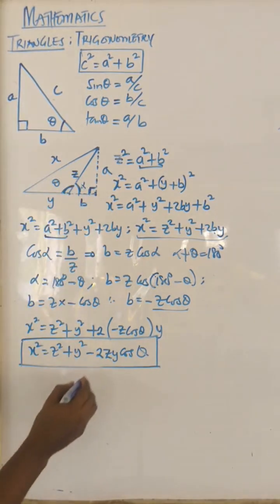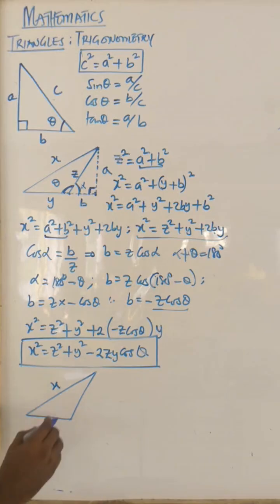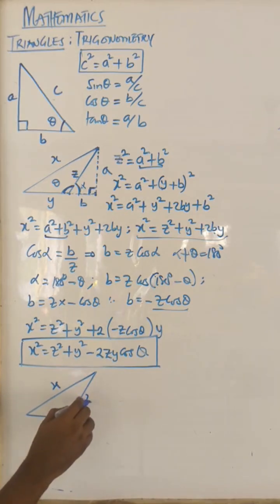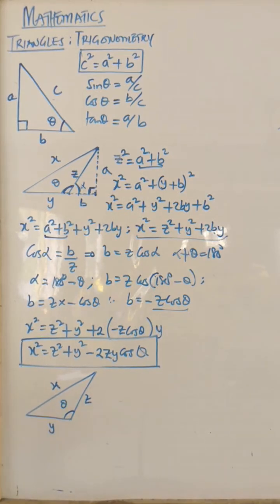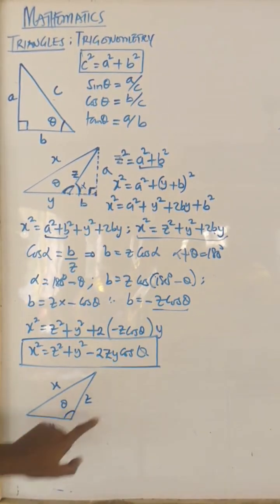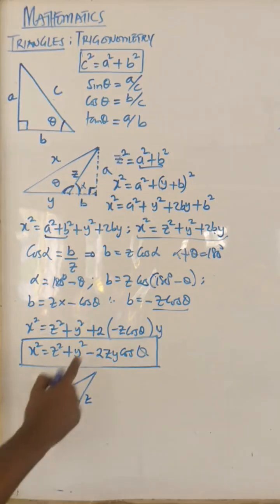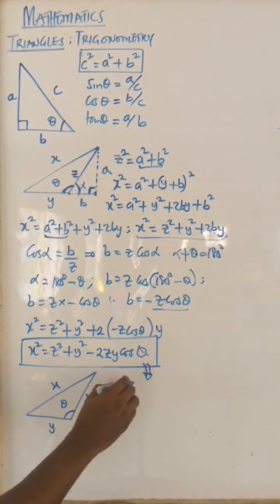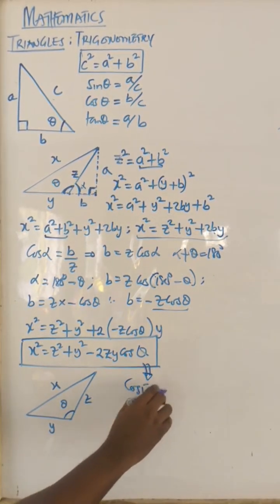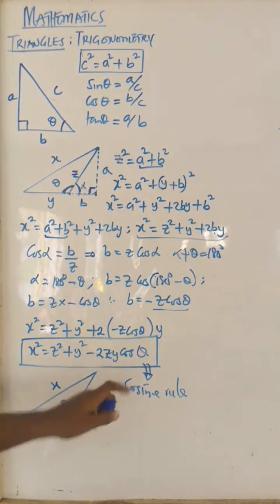From this triangle, let's draw it again. This is X, this is Y, this is Z, and this is theta. This side is what we are looking for. Let's suppose Y and Z are known. To get this X, we apply what we call the cosine rule. This rule is called cosine because our final answer is in terms of cos.